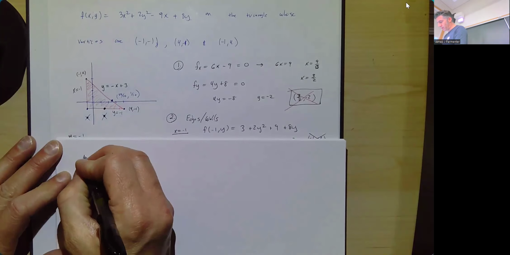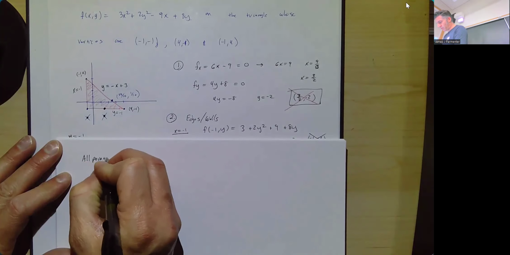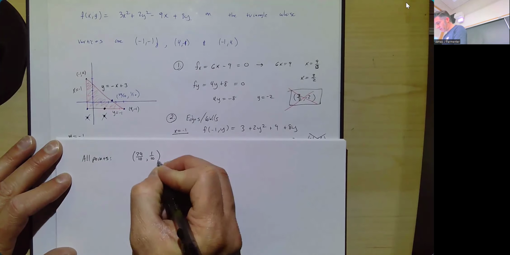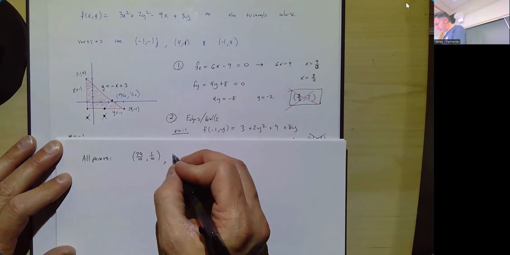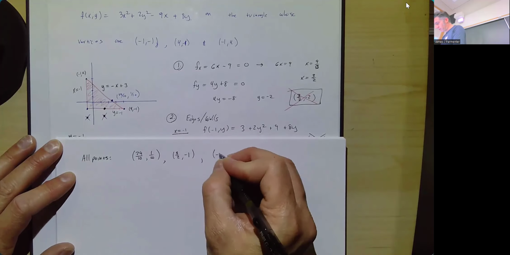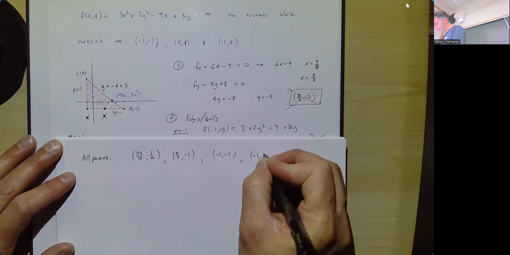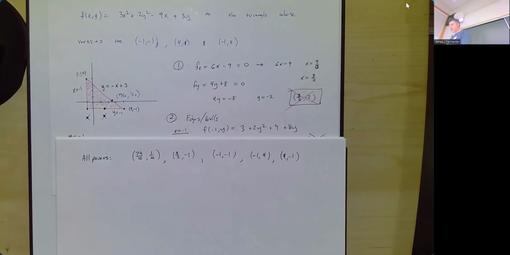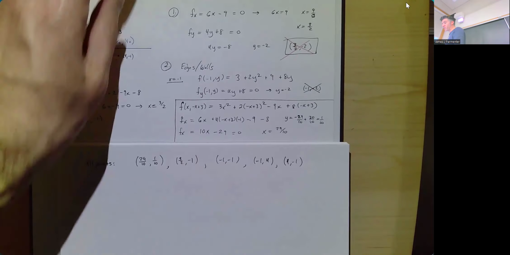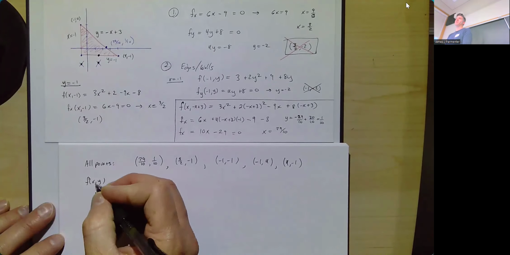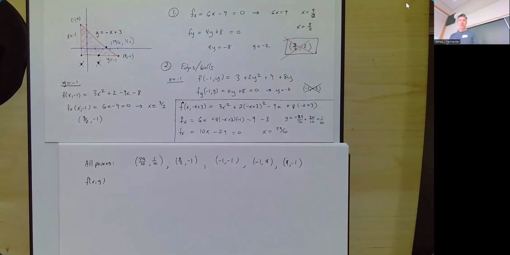So all the points we have to check are going to be the points 29 over 10, comma 1 over 10; 3/2, comma -1; and then all the corners: -1, -1; -1, 4; and 4, -1. So we plug all of those into the original function. We see which one is the biggest and which one is the smallest, right? We look to see where the biggest is.